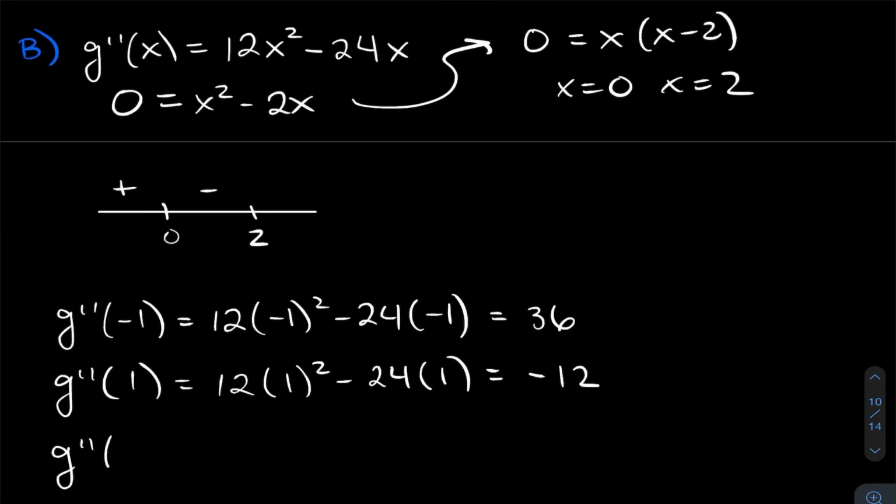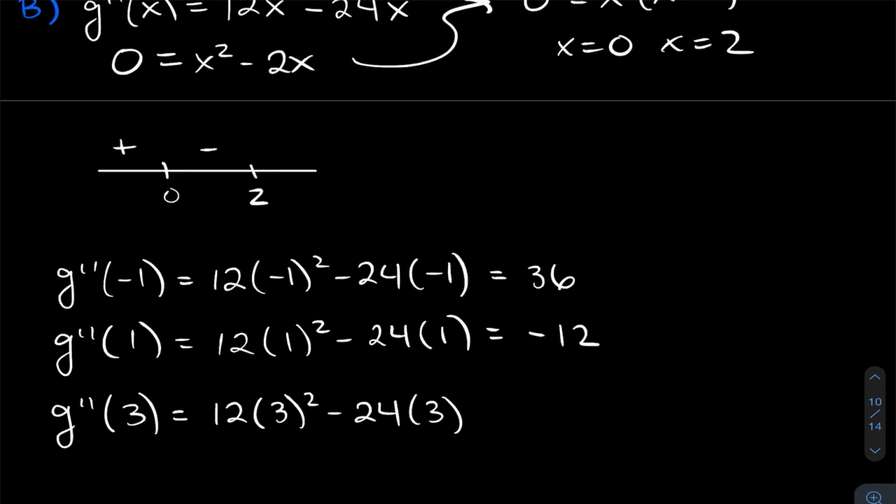Then we do g double prime of 3 for that final test point. That's 12 times 3 squared minus 24 times 3. 12 times 9, I believe, is 108. Well, actually, I realized the calculator's been sitting next to me this entire time. And then 24 times 3 is 72. And so we get 36. So this is positive.